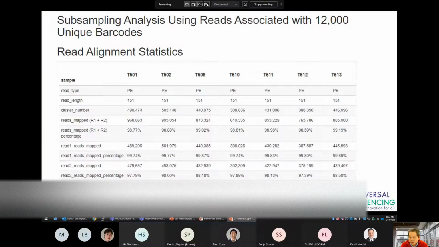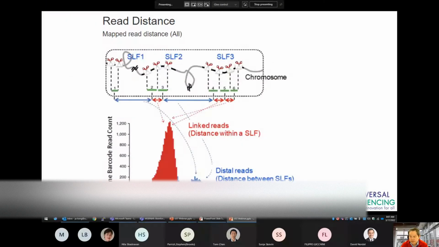The last part of the TellRead analysis characterizes the quality of the input DNA. This is done by selecting 12,000 barcodes for each sample and mapping their reads onto their respective references. This way, you can get a good indication of the percent reads mapped. In this table here, the percent read is at least 98% reads mapped. The mapping of reads also allows us to understand the clustering of reads on the genome.